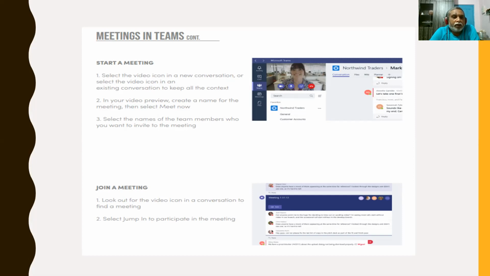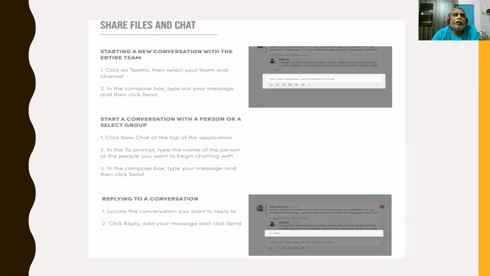Join meeting. You can join the meeting with the help of participation. Look for the video icon in the conversation to find the meeting. Select jump to participate in the meeting. These are the small icons you can see there. Then share files and chats. You can share files with the students, the invitees of the meeting.